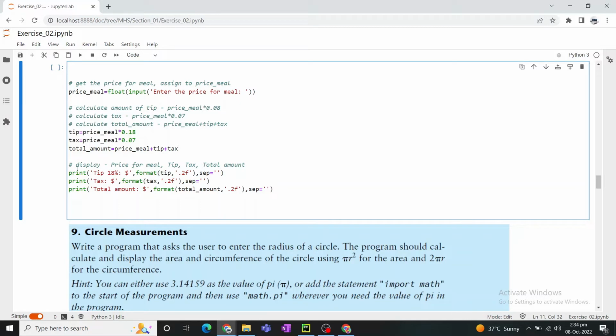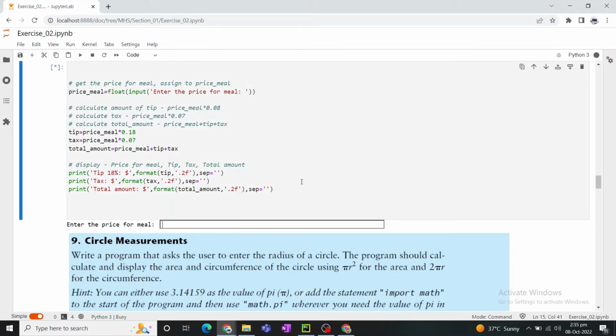And now in the end we will display the tip amount by printing the tip. We will print the tax amount by giving the tax variable, and we will print the total amount by giving the total amount variable, and we will display in 2 decimal places, and we can see the format rule over here. So let's run this program and enter, like, if we consume a total meal that costs $1,500.